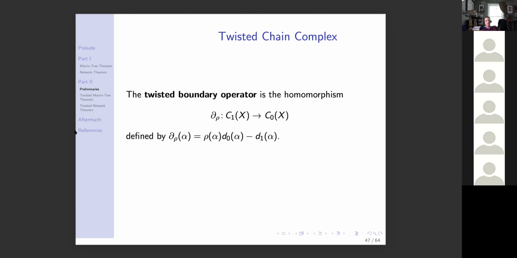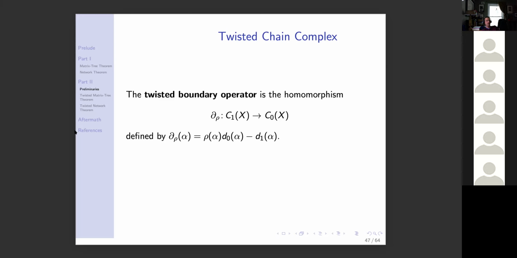Okay, so now I wanted to define something called the twisted chain complex. The twisted boundary operator is just the homomorphism, boundary sub rho, which looks like my boundary homomorphism that I defined before, and these are complex vector spaces now, I should have said, because I have a complex number here. So I now think of C1 as the complex vector space with basis given by the edges, and C0 is the complex vector space on the vertices, and then the twisted boundary operator incorporates rho into it.